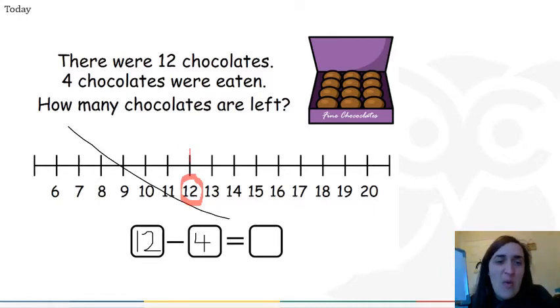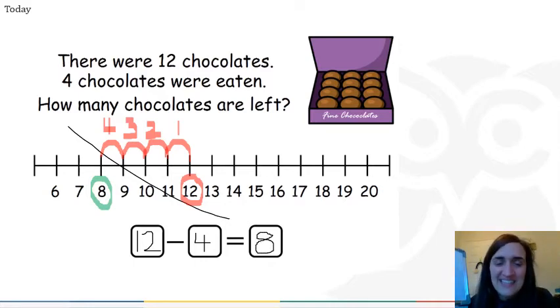You jump. 1. I've jumped back to 11. 2. One step at a time. You ready for the next jump? 3. How many more jumps do I need to do? 1 more. 4. Brilliant. So I've landed on my answer. What is it? 8. So there were 8 chocolates left. So 12 take away 4 equals 8.